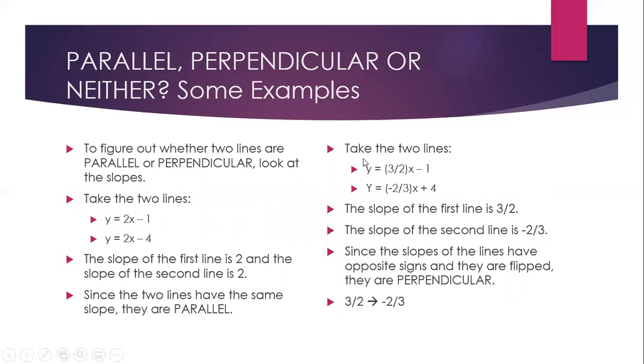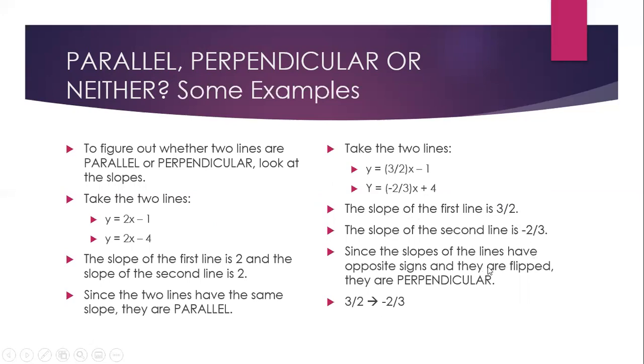All right, I'll take a second example. Let's take these two lines: 3/2 x minus 1, and negative 2/3 x plus 4. So, what are the slopes of the two lines? The slope of the first line is 3/2, or 3 over 2. The slope of the second line is negative 2/3, or negative 2 over 3.